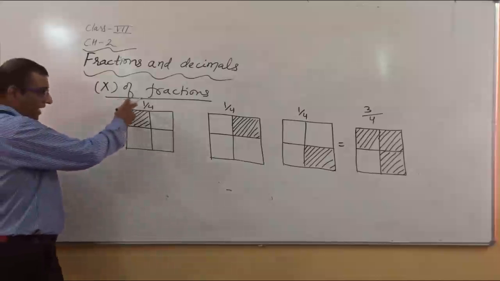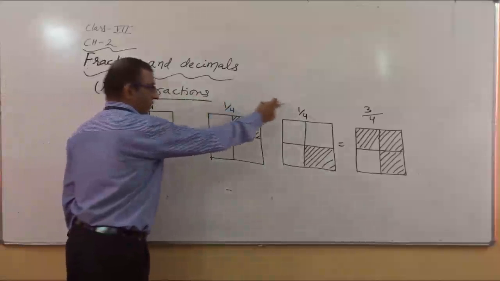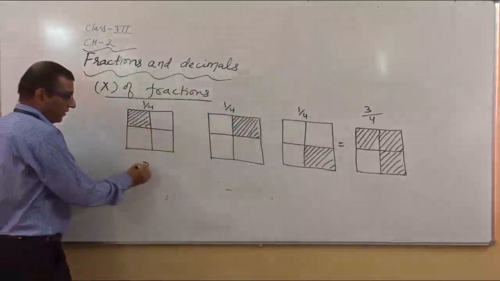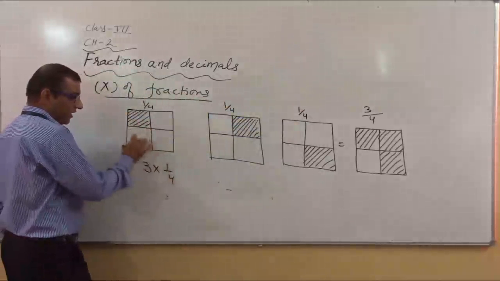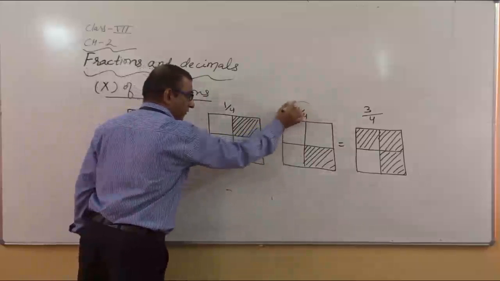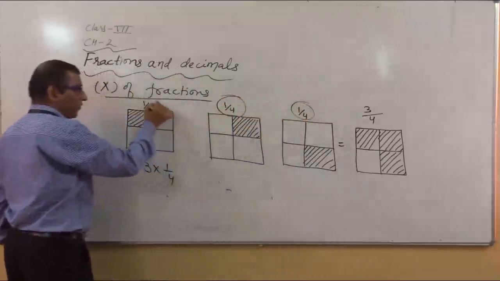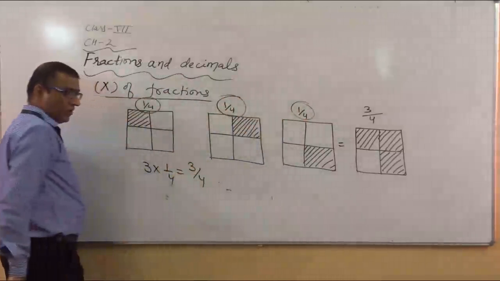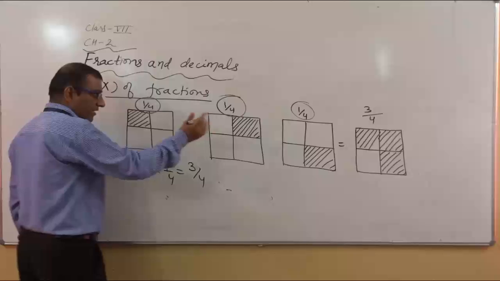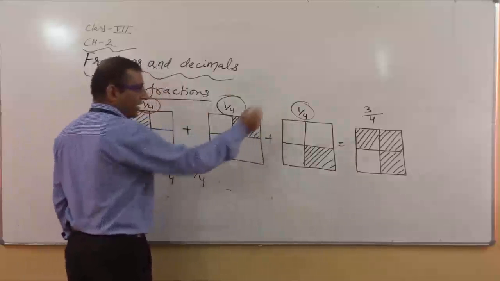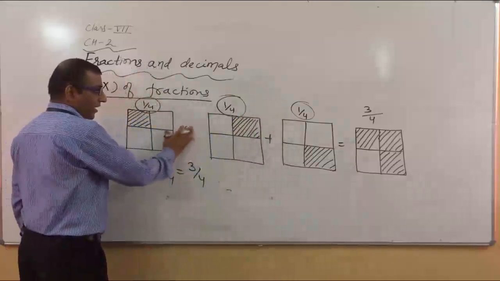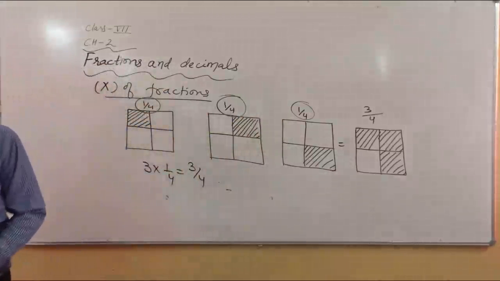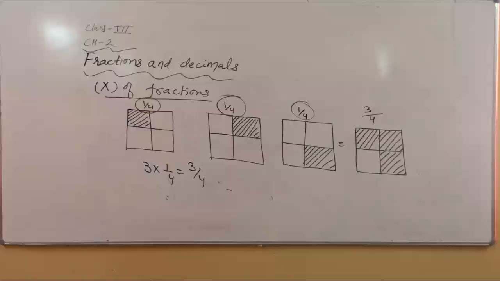And if you add 1 upon 4 plus 1 upon 4 plus 1 upon 4, definitely we will get 3 upon 4. So rather than that, if I say 3 multiplied by 1 upon 4, these are 3 figures, 1, 2, 3. Each is related with 1 upon 4. So what will we get? Again we will get 3 upon 4. So if we write 3 into 1 upon 4, again we will get 3 upon 4.